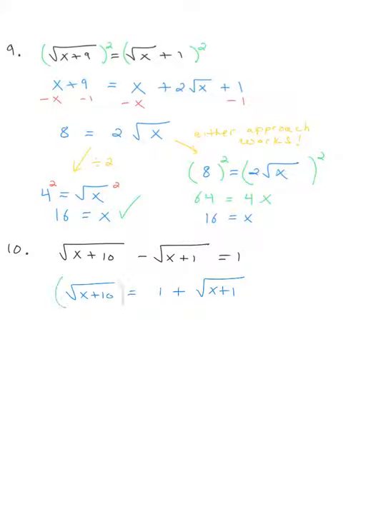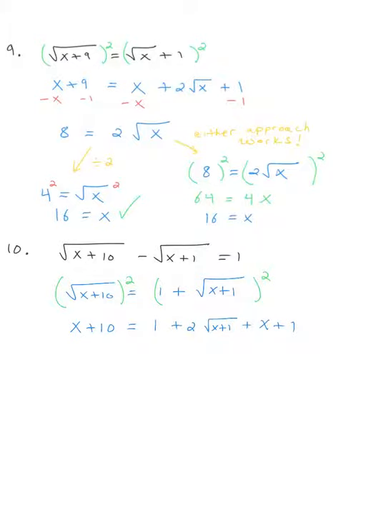There'd be so many terms that have square roots in it. It's easier this way because if you square the left, it just gives you x plus 10, which is nice. It's the right side that's going to be kind of messy. But if you square the 1, you get 1. If you square the square root of x plus 1, it just gives you x plus 1. And if you double the middle terms, you get 2 the square root of x plus 1.